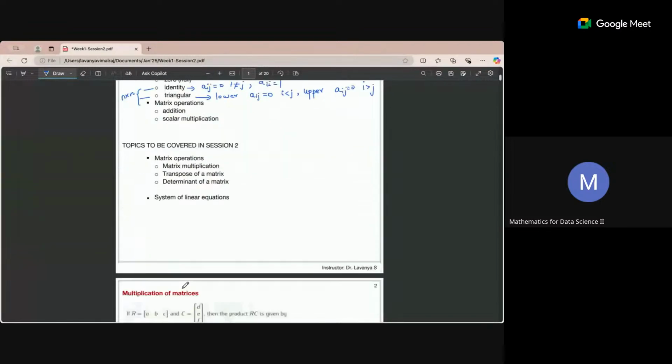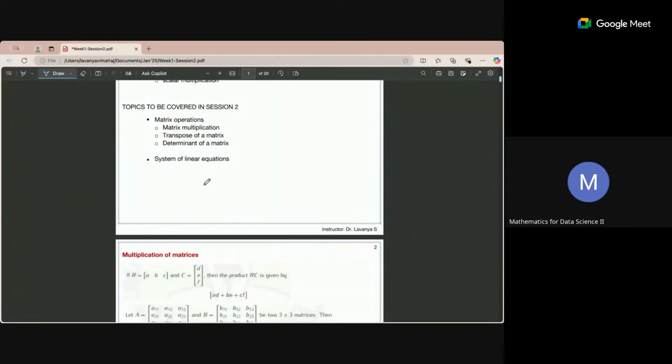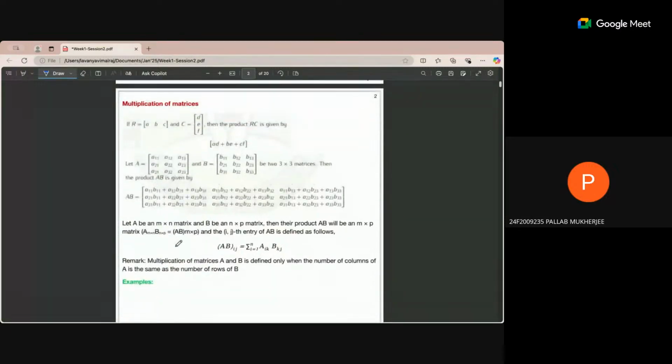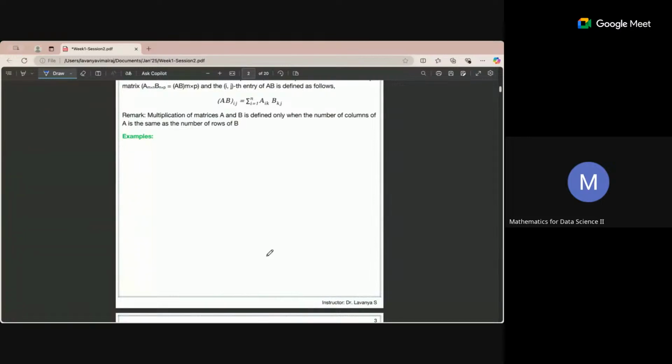All right, shall we move to the new topics here? Yes, ma'am. So I have already given the explanation of how to multiply this R and C, and you obtain this, right? Same way I have explained how we got A into B, and this expression we have already seen. Now maybe let us see some quick examples.